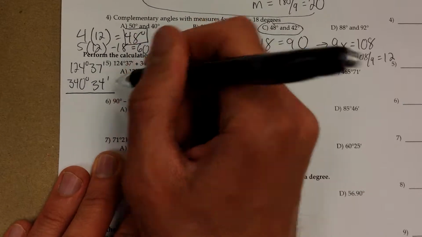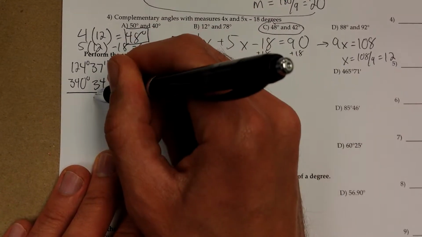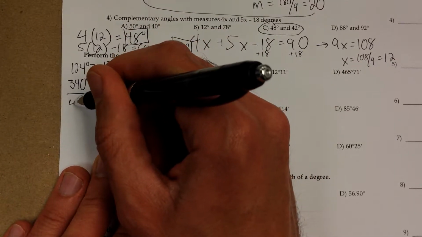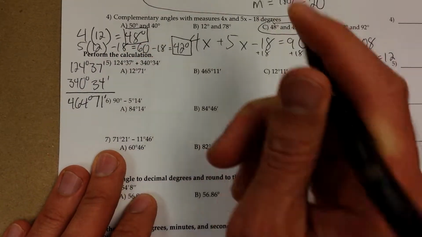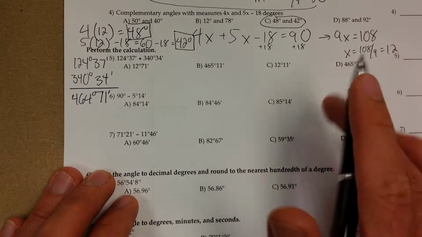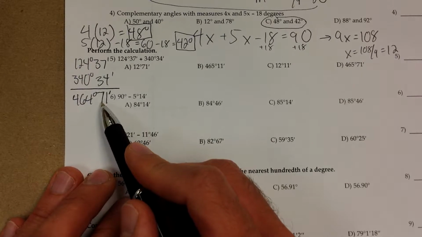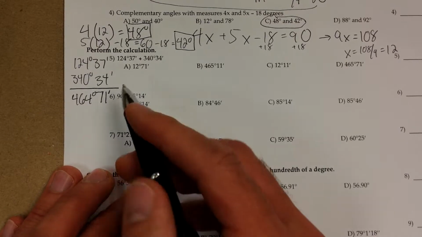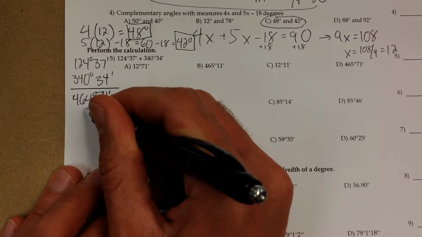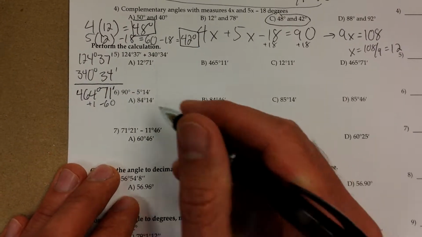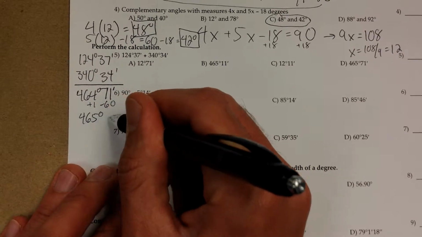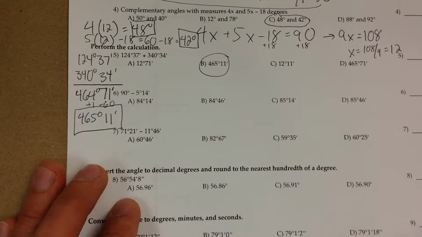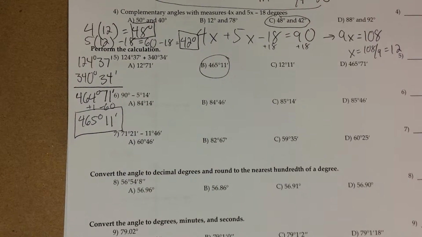So first I'll set it up vertically, and we can add the minutes part. We get 71 minutes. And then the degrees part, we get 464 degrees. But as Julia said, we don't leave a minutes portion greater than 60. So we remove 60 from that and then add a degree here. So we should get 465 degrees and 11 minutes, which is choice B. Okay? Good.